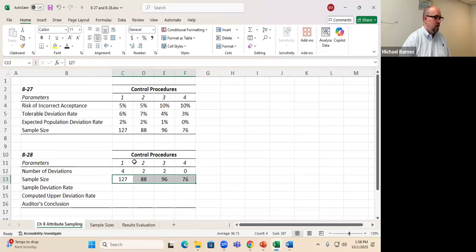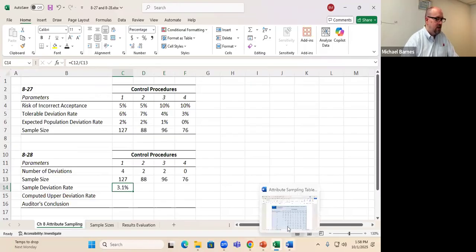So we've got right here four deviations in the population or sample size of 127, which gives us a sample deviation rate of 4 divided by 127, which should be 3.1%. Next, I need my computed upper deviation rate. Where does that come from?